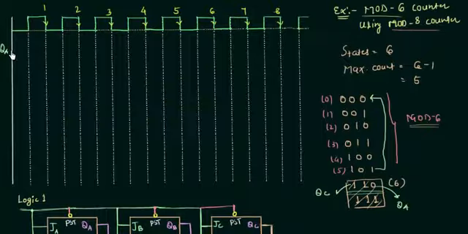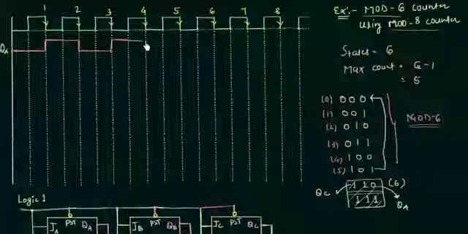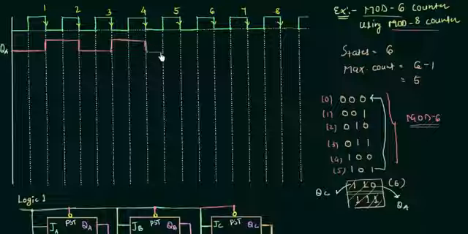And now we will plot QA. QA is low initially, it will remain low for the first falling edge, then again it will go high and again low. This is the toggling. You can see we have the complement of the present state, and in this way you can complete.